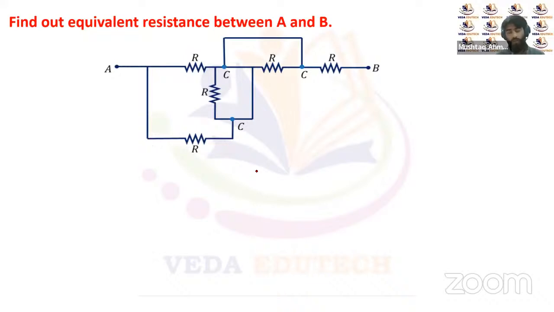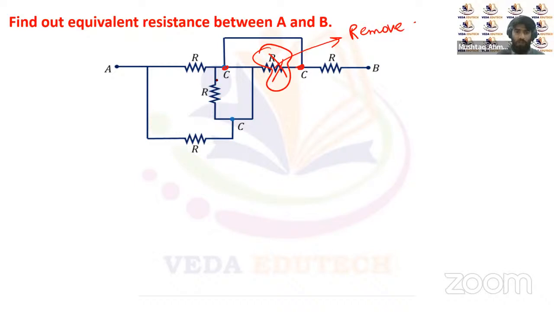Let's discuss one more question with respect to the short circuiting as well. The question is to find out the equivalent resistance between A and B. This is a short circuited circuit. You can see here we have two resistances which have been short circuited. This resistance between C and C is once again short circuited between these two points, which means we can just remove this resistor from the circuit.